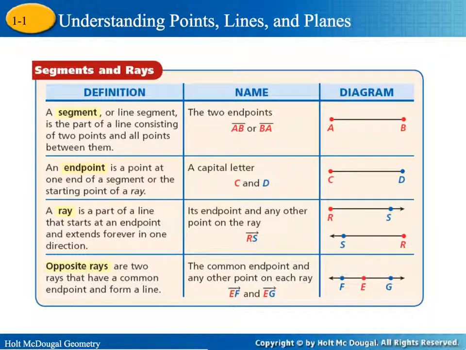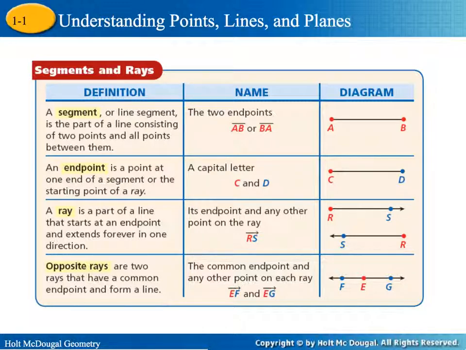Now for opposite rays. Opposite rays are two rays that have a common endpoint and form a line. So the common endpoint and any other point on each ray. So over here in the diagram, this red E going off to the blue G, this is one ray. So E to G is one ray. E to F is another ray. So there's two rays in this diagram. And because they both go in the opposite direction and they form that straight line, they're called opposite rays.